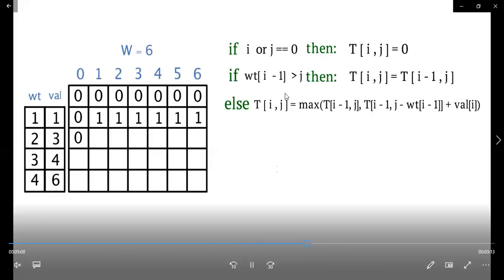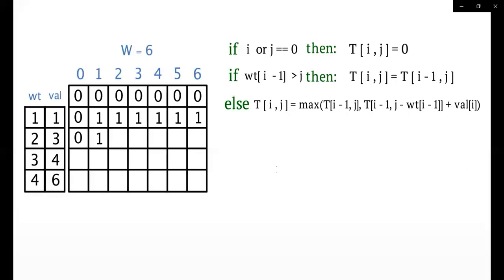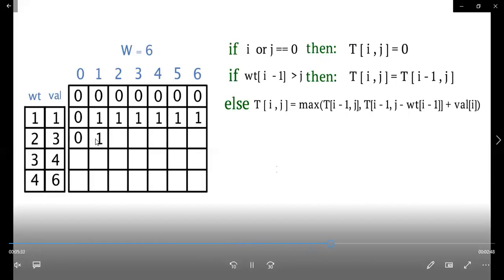Now we know that it is equal to 0. 2 comma 0 is 0, because i or j equal to 0, it is 0. So now we have to find out from 2 comma 1. When you find out 2 comma 1, how will you find out? You need to find out what is the remaining capacity. The remaining capacity is greater, so you will be seeing it as it is 1.